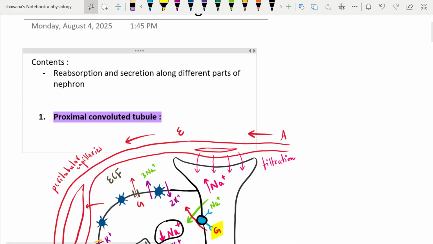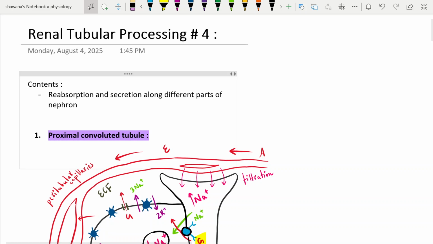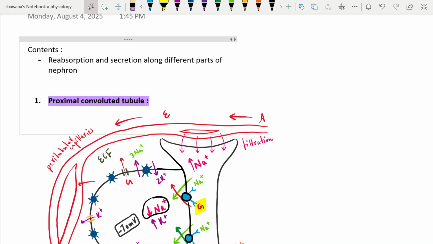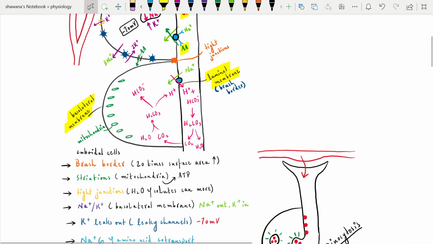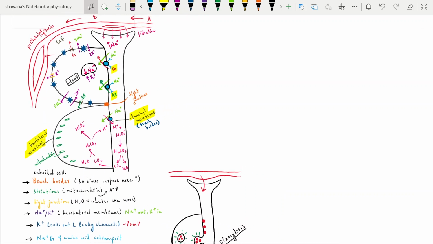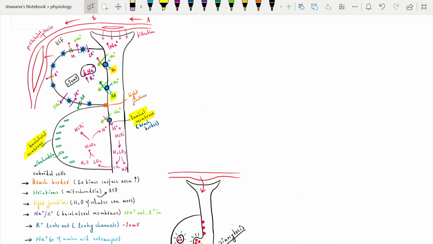Hello guys, and today our topic is continuation of the renal tubular processing. And today we are going to discuss about the proximal convoluted tubule functioning. Just a little bit of revision from the previous lectures, and we're going to discuss about the loop of Henle, the descending part, and the thin and thick ascending part of the limb of loop of Henle. So let's get started. First of all, we are going to discuss about the PCT.